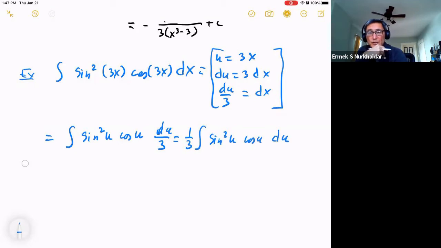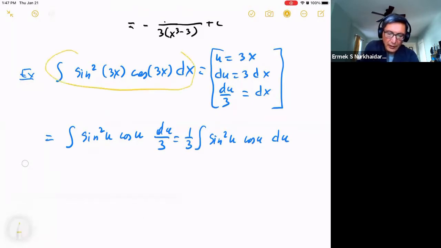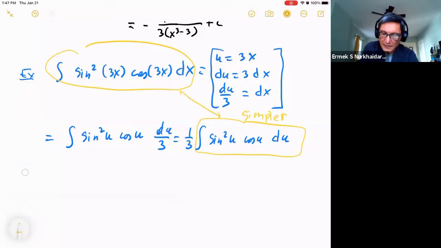So our substitution did go successfully because we got an integral in u only. It's still a complicated integral, but if you look at the original integral, and if you look at the one which we got now, that is a simpler integral. And as long as we're getting a simpler integral, as long as we're getting something easy to deal with, we're on the right track, okay?